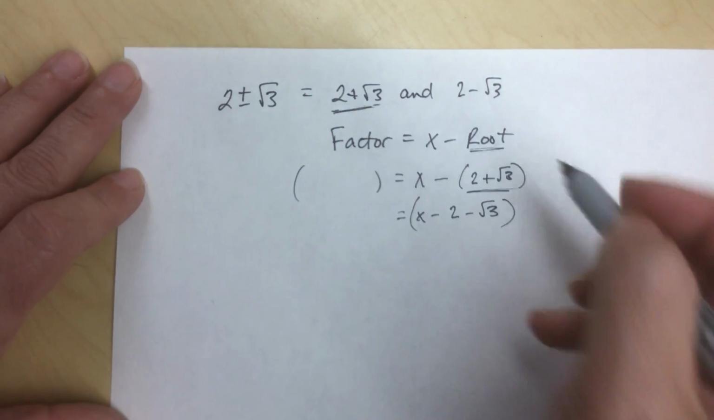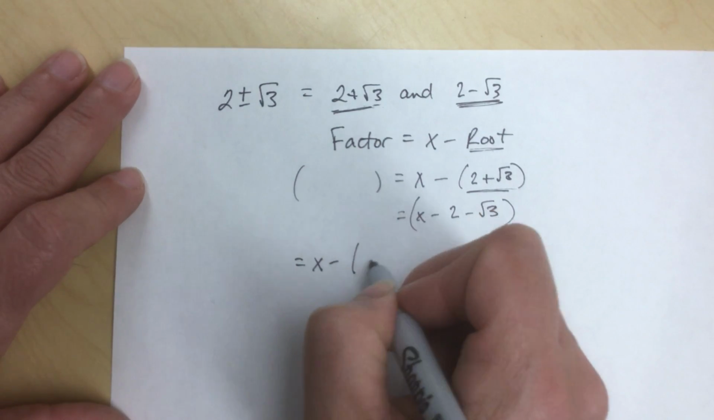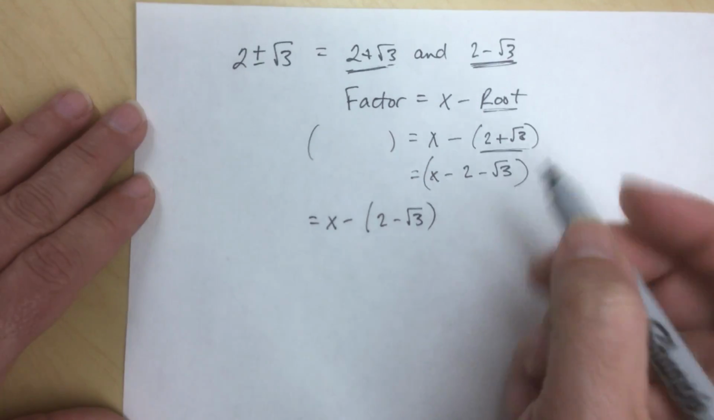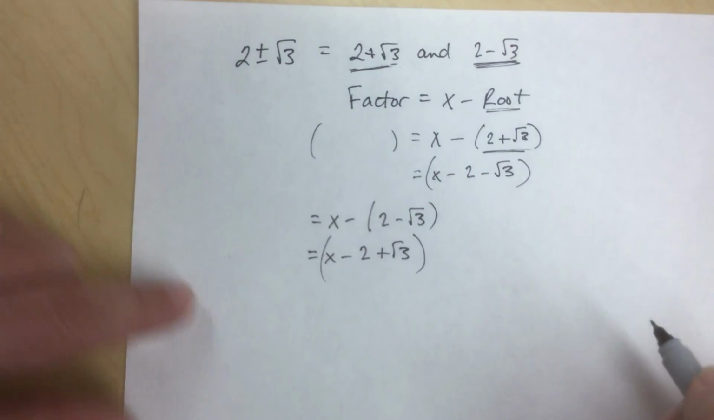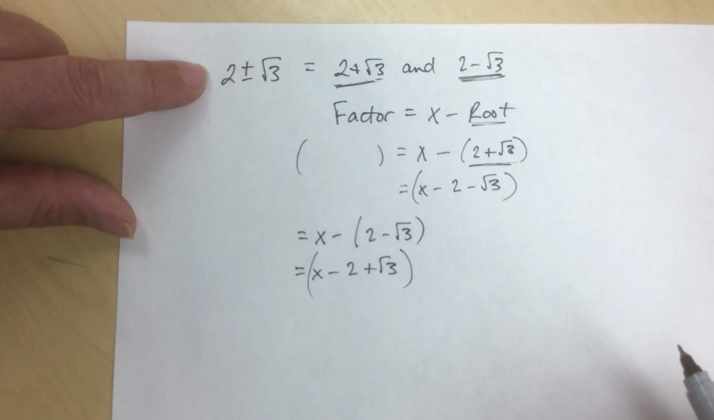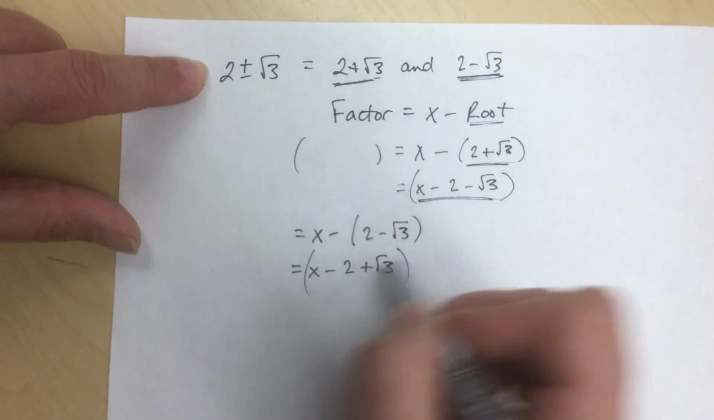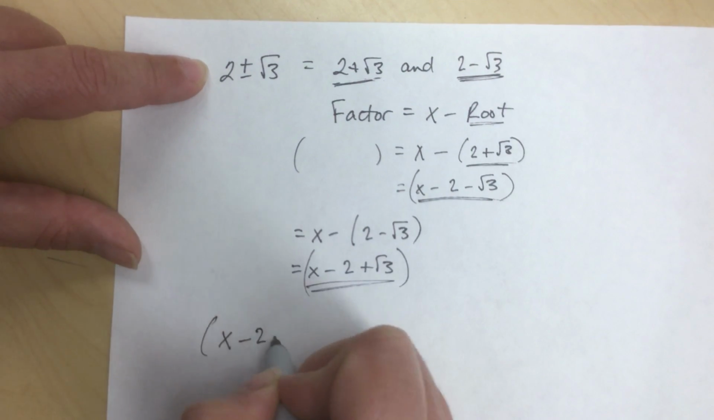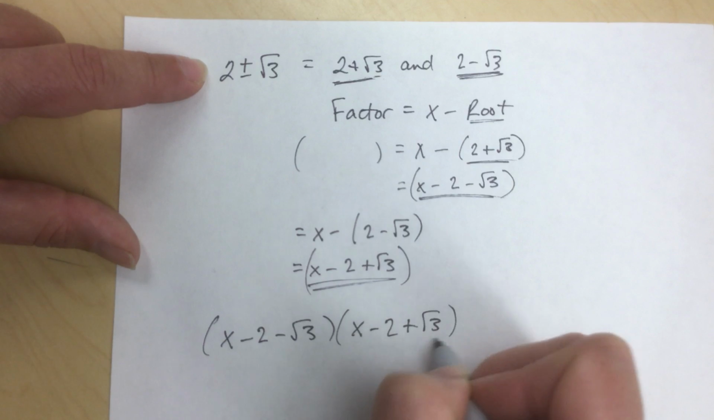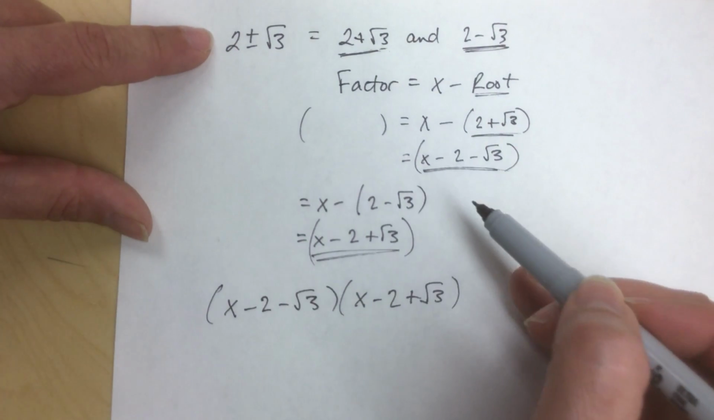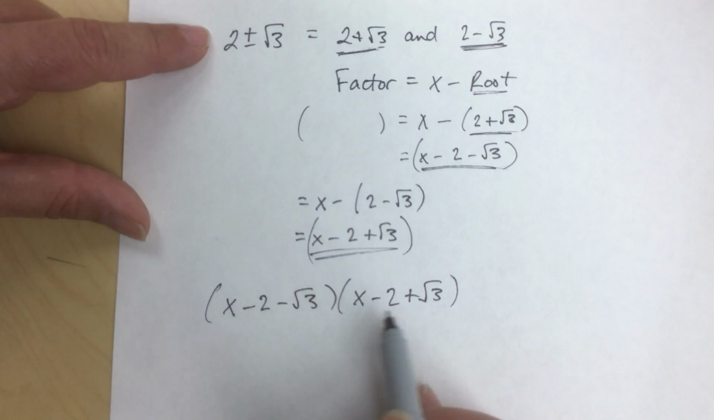So that's our factor. Then this one is x minus, parentheses, 2 minus radical 3. And so that is x minus 2 plus radical 3. So when you have a plus and minus something, it doesn't matter what order you multiply these. It doesn't matter if you take x minus 2 minus radical 3 times x minus 2 plus radical 3, because multiplication is commutative, it doesn't matter which one you put first. One of them is going to have a minus and one of them is going to have a plus beside the radical.